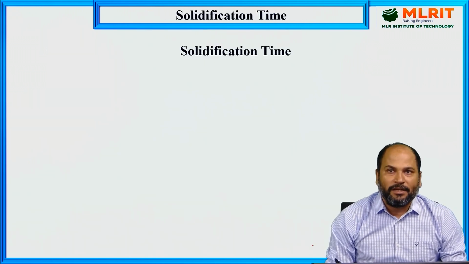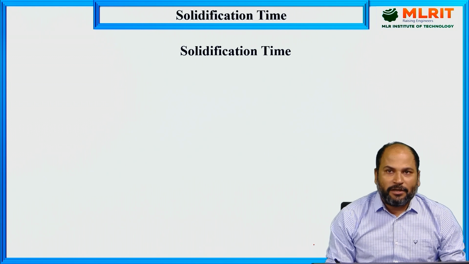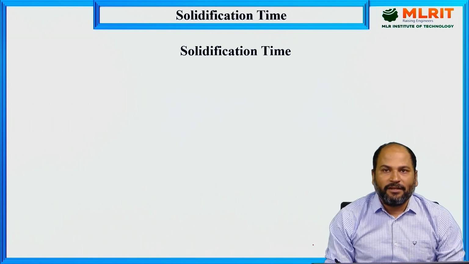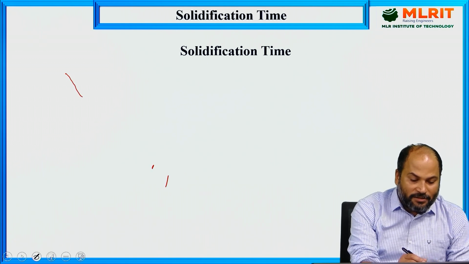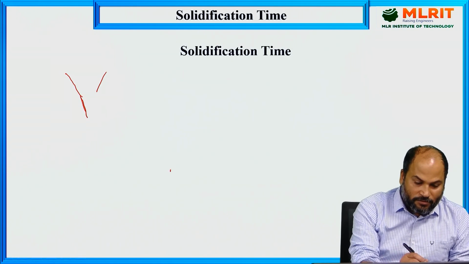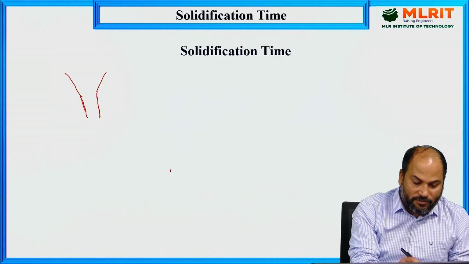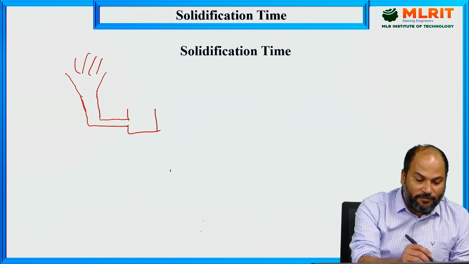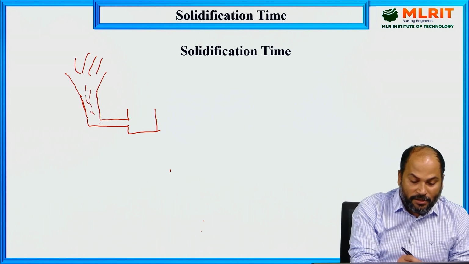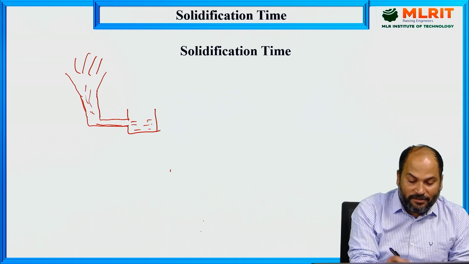First of all, we'll see in casting what is the meaning of solidification time. As we all know, during the casting, molten metal is poured. So that molten metal through all the gating system finally reaches the mold cavity. If we draw the diagram, we can understand. Suppose this is the pouring basin and this is the sprue. This is the runner and suppose this is the mold cavity. So suppose we are pouring molten metal from here, it will go inside and finally it will be filled inside this mold cavity.